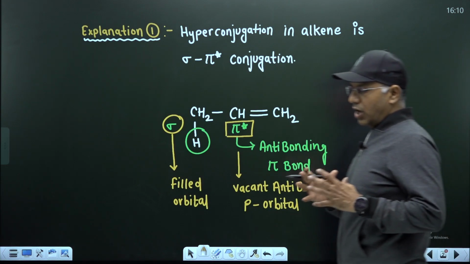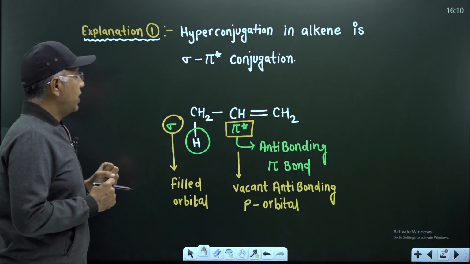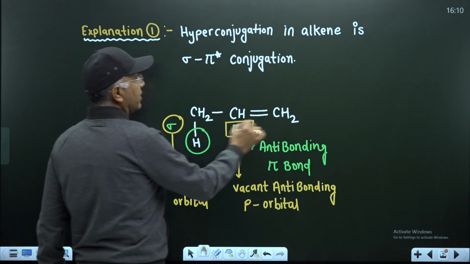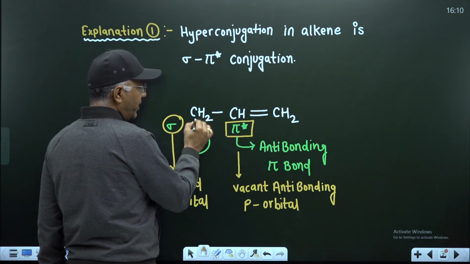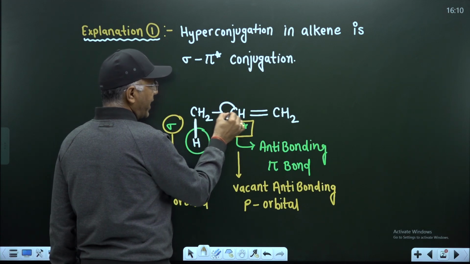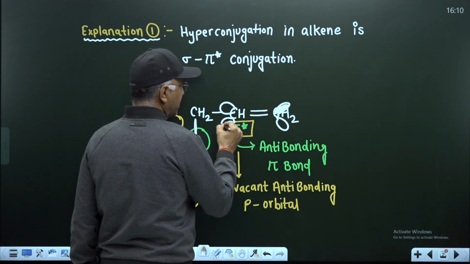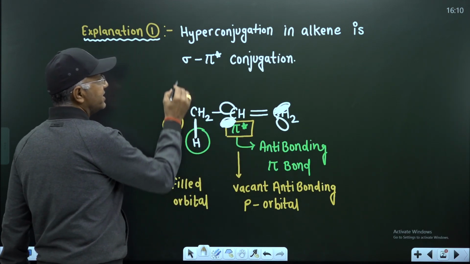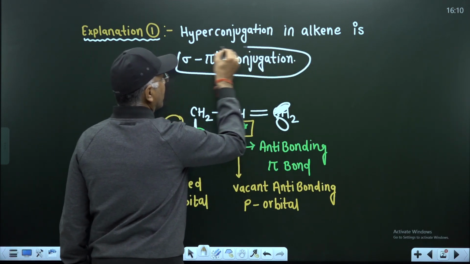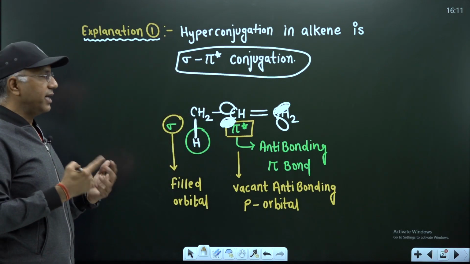Now, how does hyperconjugation actually occur in alkene? Let us consider this example of propene. In propene, basically what happens is there is an overlapping between sigma and pi star. There is an anti-bonding pi star of this alkene. The overlapping takes place between sigma and pi star. This type of conjugation is known as hyperconjugation in alkene.